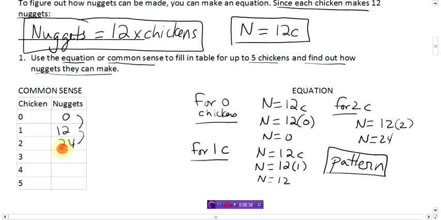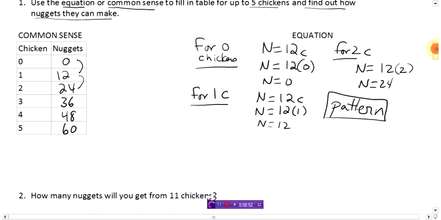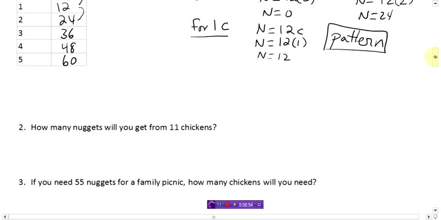We're going up by 12. So obviously this one will be 36. And then after 36, you get 48. And then after that, you would get 60. So there is our table. 5 chickens would make 60 nuggets, and there's the rest of them for the number of chickens and nuggets you would get. Okay, now here's some other questions.